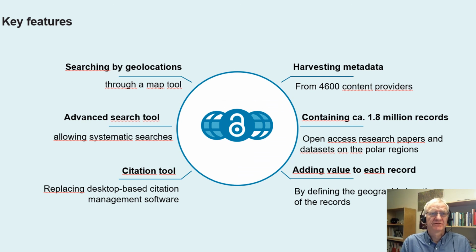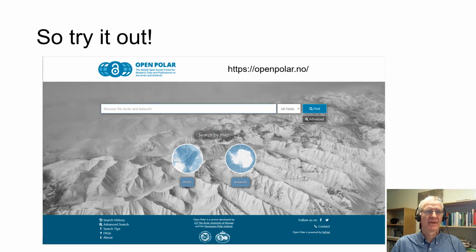OpenPolar is a unique search tool for everyone interested in research of relevance to the polar regions. At present, it holds metadata from more than 1.8 million records and growing fast, all of them of polar relevance, and all of them open access. And the service includes polar-related records irrespective of where in the world the author lives. So, please try it out.